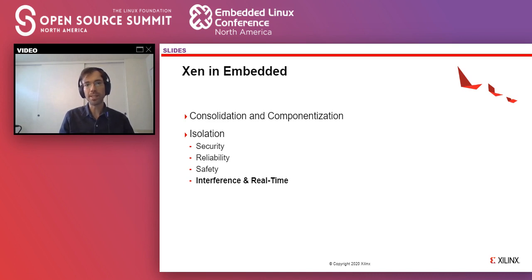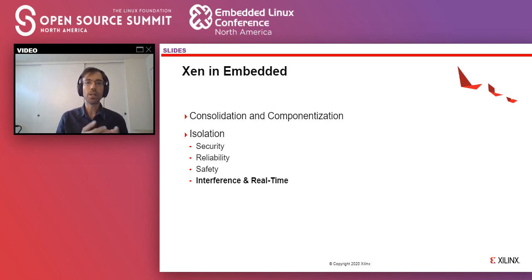Hypervisors in embedded are used for consolidation of different workloads, or splitting up a single unit into multiple separate components that need to be isolated, deploying them all on a single SoC. Now, the degrees of isolation can be many and under different aspects. One aspect is security. You don't want something running in one VM to be able to steal the data or get inside another virtual machine. Another dimension is reliability.